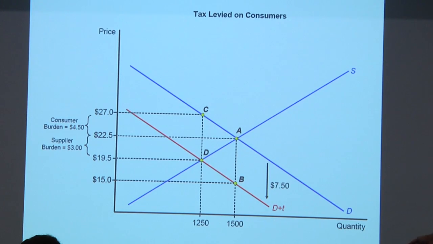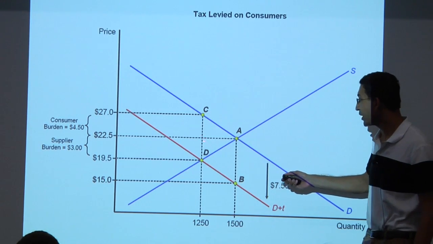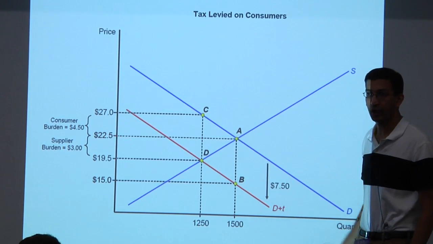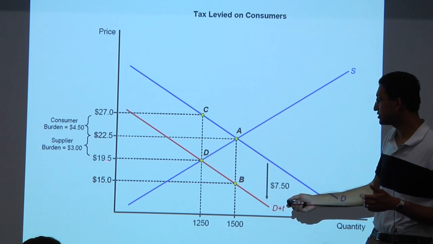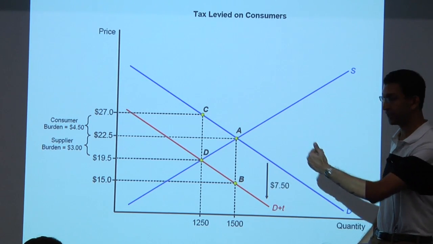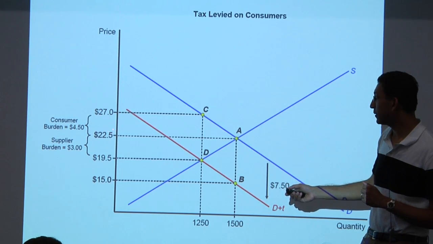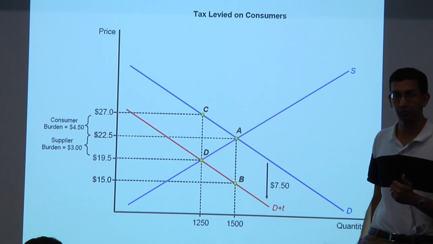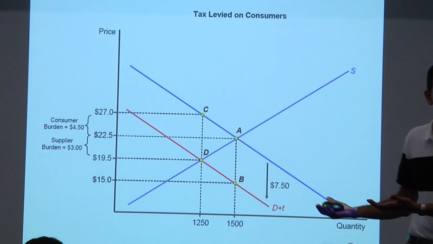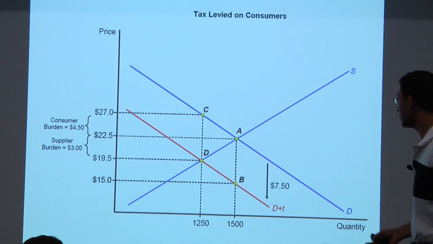What do we see here? We see that the incidence of the tax is shared between the consumer and the producer, right? So the supplier previously was selling the product at $22.50, but now is selling it only at $19.50, so he's taken a hit of $3. And the consumer is now paying $27 for the good instead of $22.50. So you can see right away that the statutory incidence is not the same as the economic incidence.